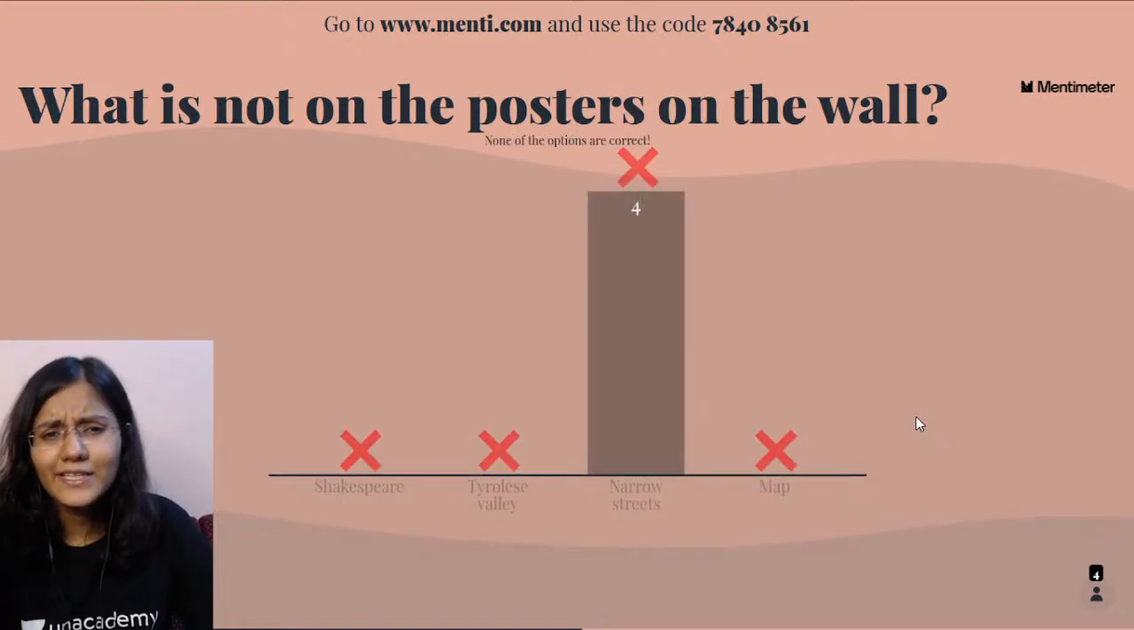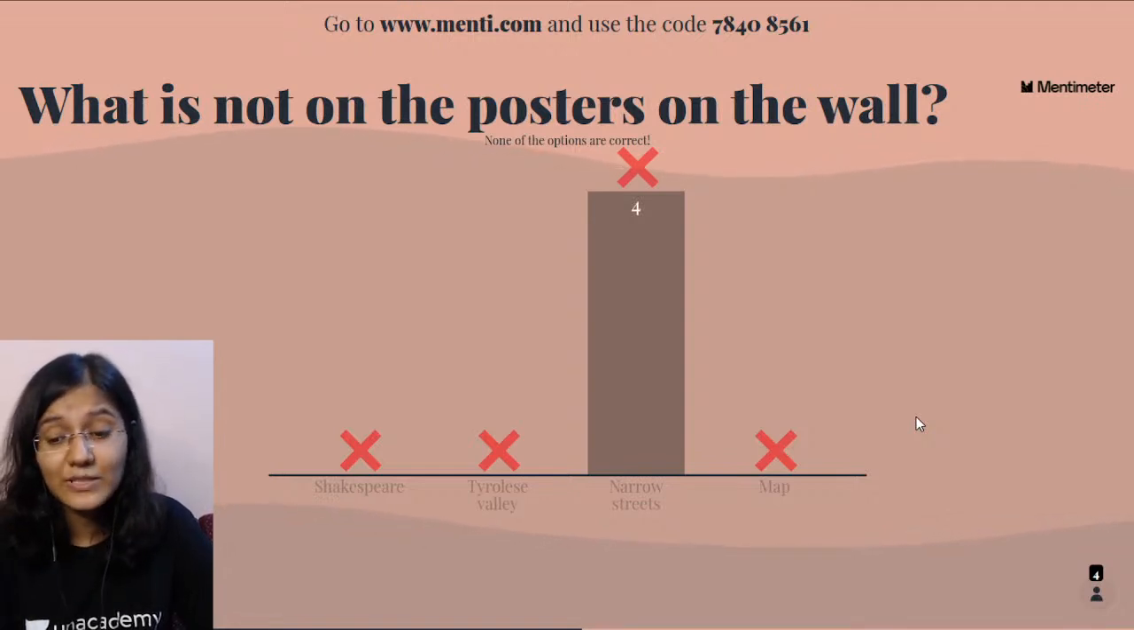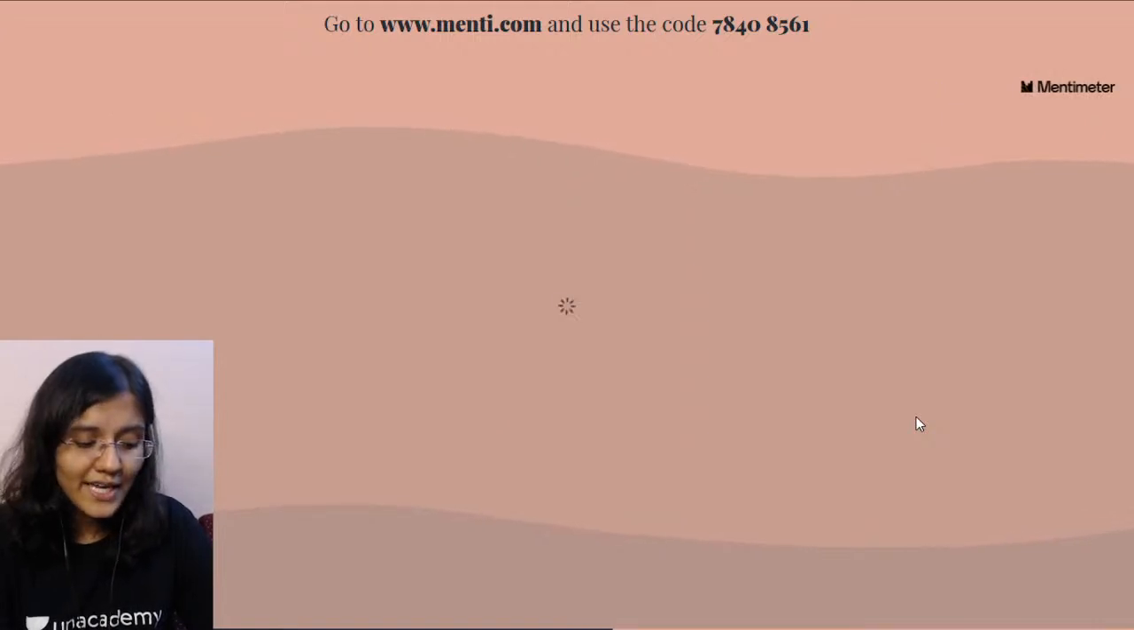Yeah, okay, I'm sorry. I didn't pick a right answer in this, but the right answer is narrow streets, and all of you are absolutely right. What is not on the posters on the wall is narrow streets.